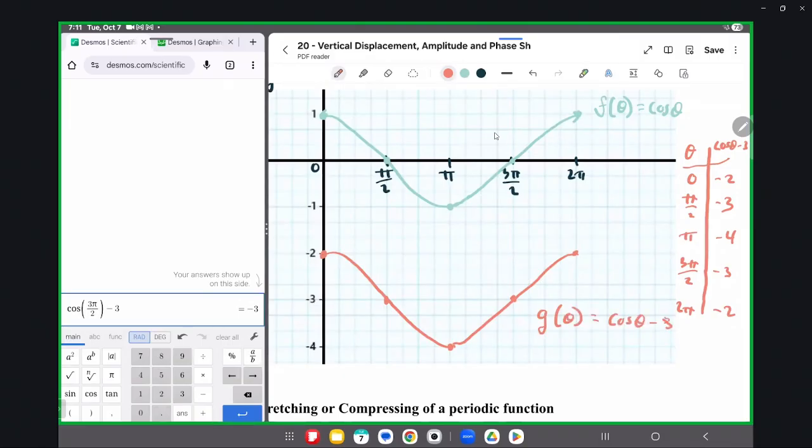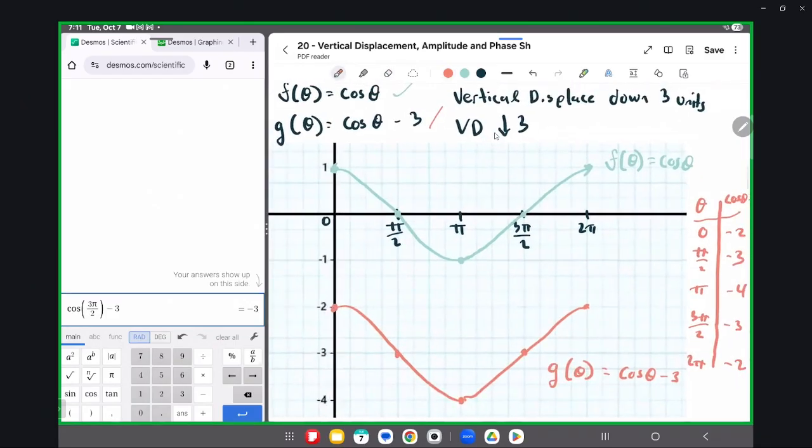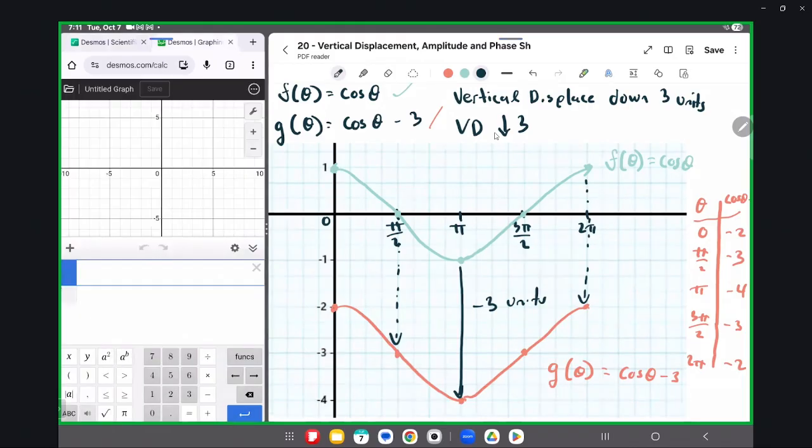And again, it is proper to go ahead and label your graphs just so that way we know what we're talking about. Okay, so sketching this is pretty straightforward. It's just a vertical displacement down of the cosine wave function by 3 units on each of the 5 points. And a graph of this can also confirm.